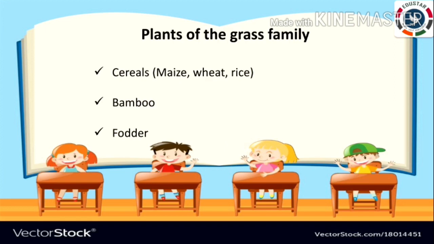Plants of the grass family. Cereals like maize, wheat, and rice belong to the grass family. These plants are useful to us in many ways. They provide food to human beings and animals. Fodder for animals is obtained from such plants. Bamboo, again a grass, is used to make brooms, baskets, mats, etc. Dried grasses are used as packing material. They conserve the soil as they hold the soil with their roots and prevent soil erosion.